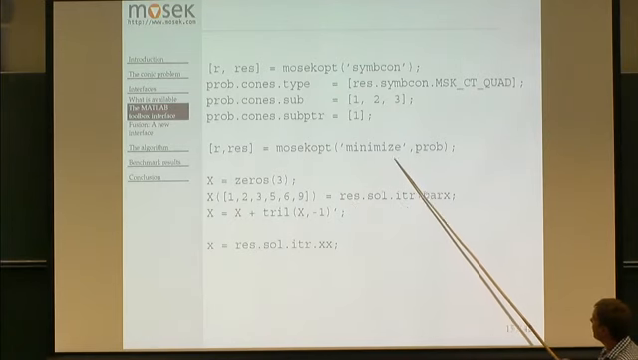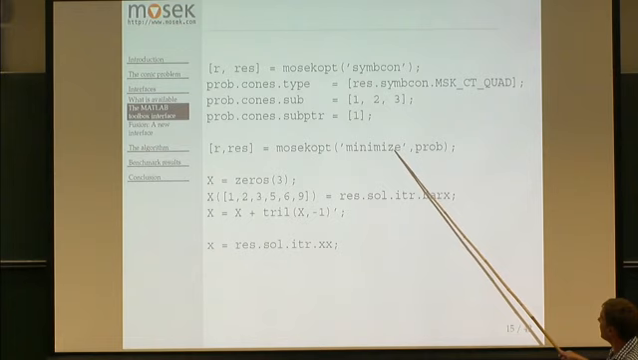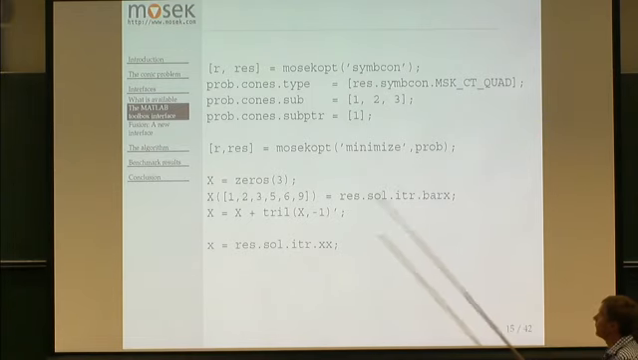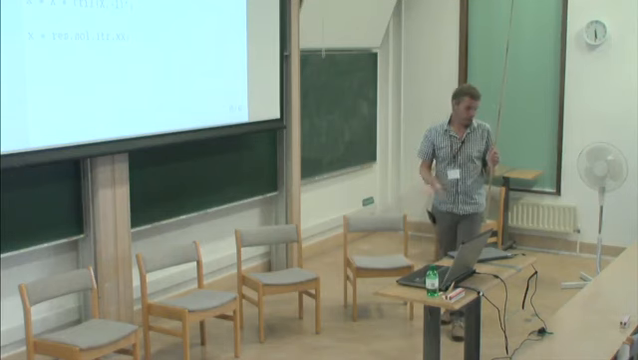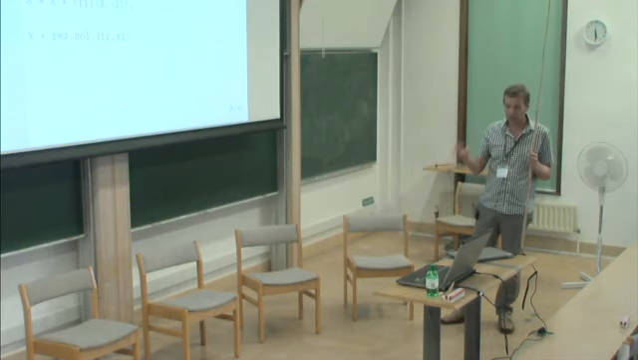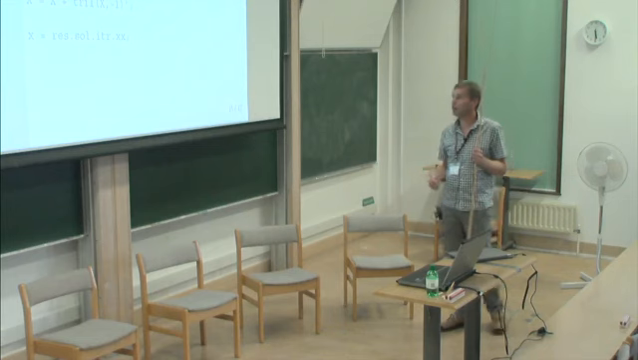Here you call the optimizer, and you're telling it that you're minimizing, and down here you get out the solution. Okay? So you just specify all the matrices, feed them in, and you optimize, and then you get out the results.